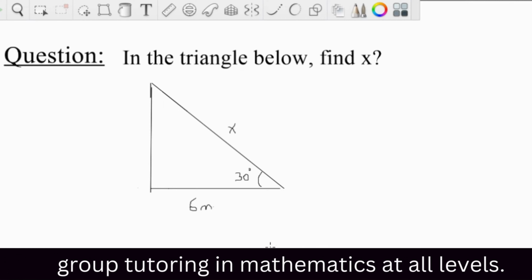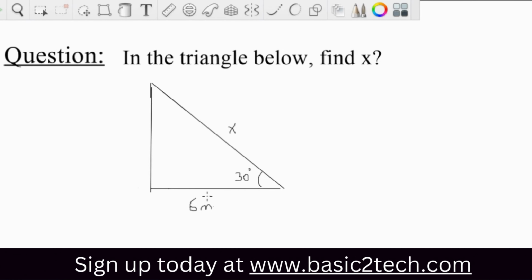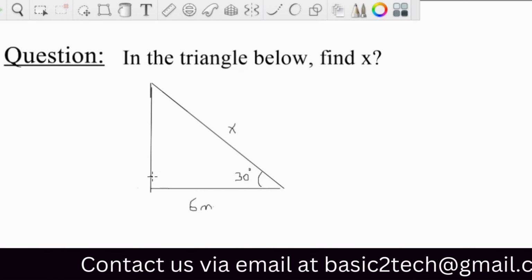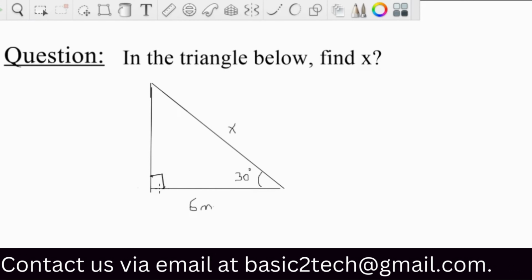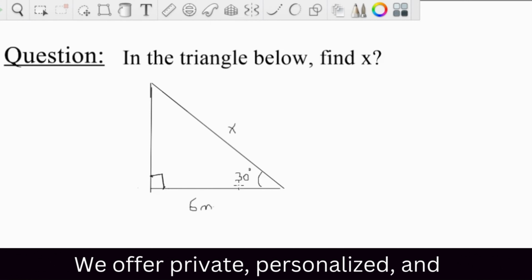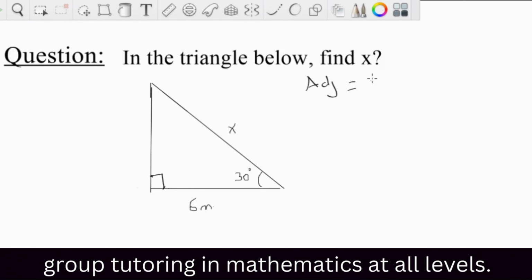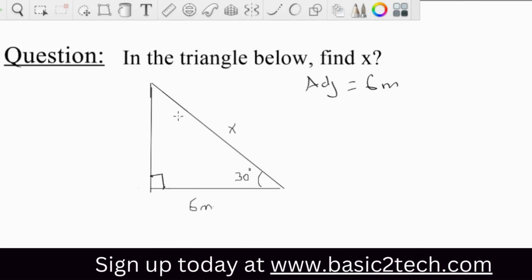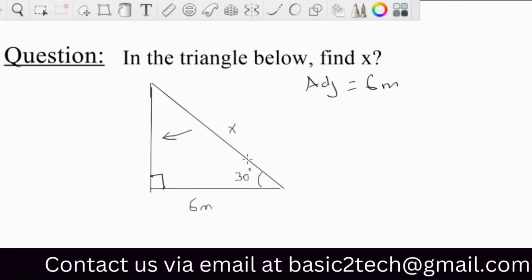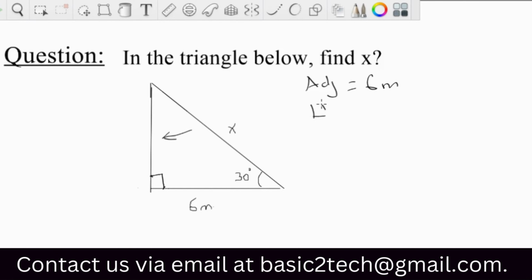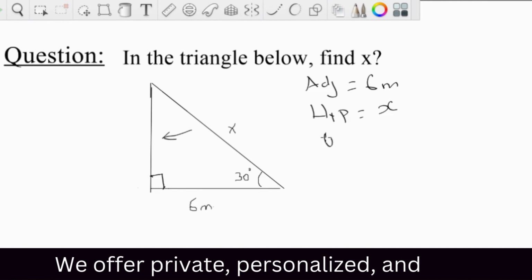Let's look at our next example. Here we are given, again, a right angle triangle, as you can see right here. So the side that is carrying the right angle and the angle right here is the adjacent. So our adjacent is 6 meters. The side facing the right angle, or the longest side, is our hypotenuse. So our hypotenuse is given to us as x.